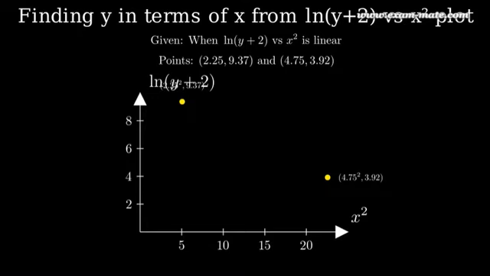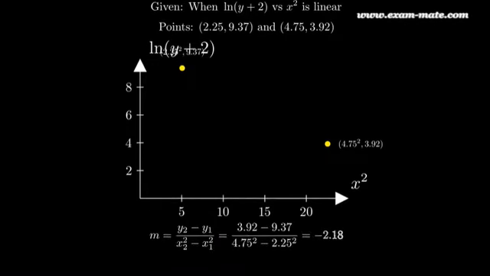Since this is a straight line, we can use the point-slope formula. The slope m equals (y2 - y1) over (x2 - x1). That's (3.92 - 9.37) divided by (4.75 squared - 2.25 squared).